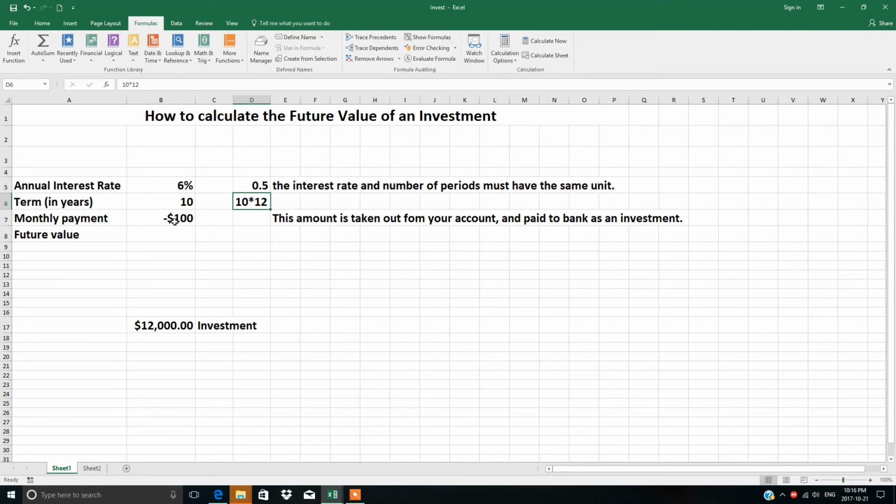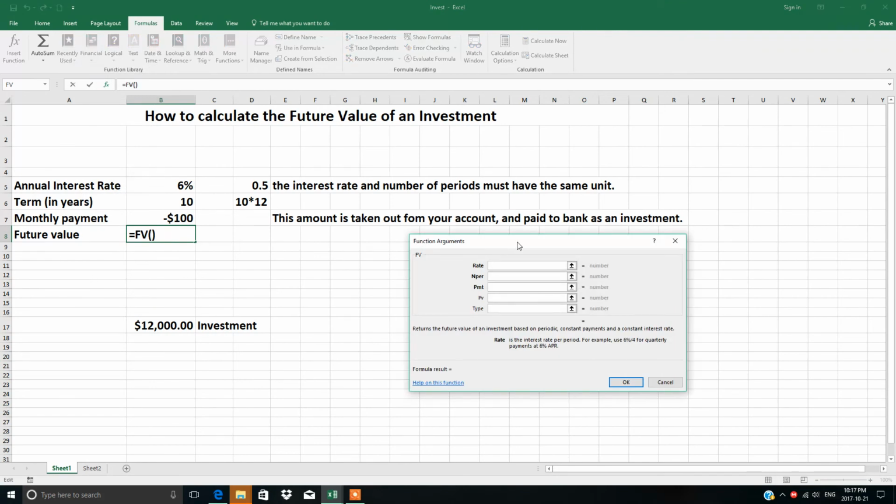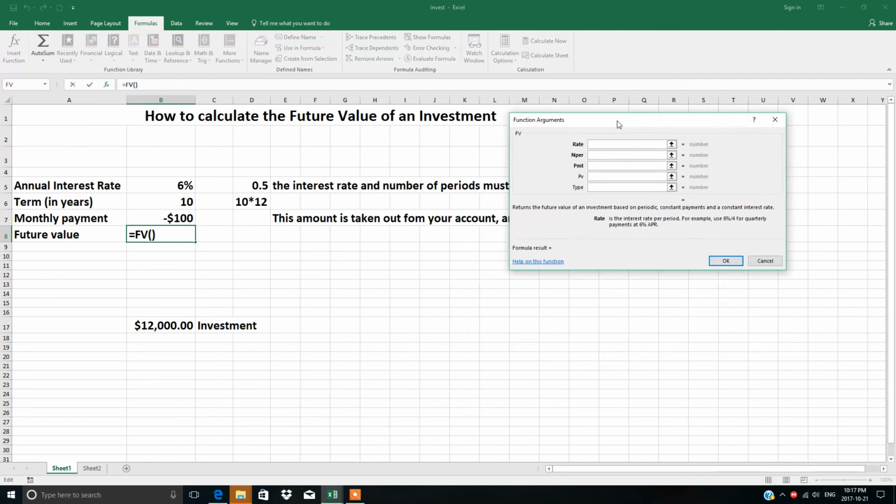I have put a negative sign here because this amount is taken out from your account and paid to the bank as an investment. So that is why it is minus. Here we have to calculate the future value, and there are a couple of different methods in Excel to calculate the future value of an investment. First, I will show you from the Formulas tab. Go to Formulas, and then from the Function Library, open Financial, and then this is the future value. And you will see the function arguments box will open. We will set it here.